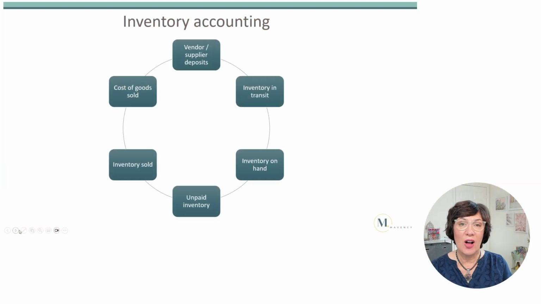There's a lot involved in doing proper inventory accounting. You need to be tracking vendor suppliers and deposits, inventory in transit, inventory on hand, unpaid inventory, inventory sold, and cost of goods sold. Obviously, this is in a perfect situation, and as we'll discuss later, there's perfection, and then there's what you can actually do as an e-commerce seller.